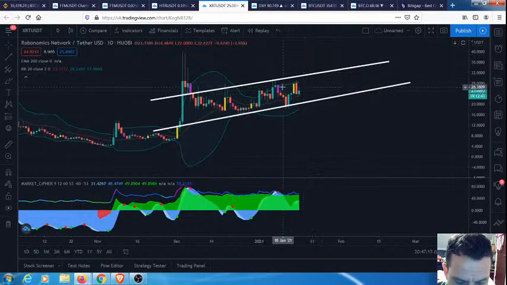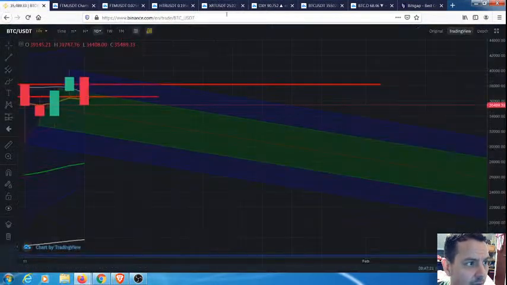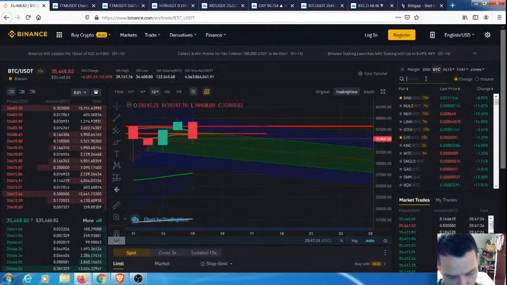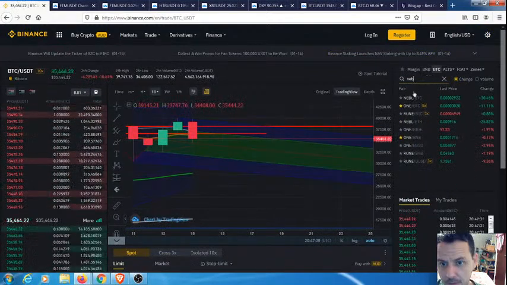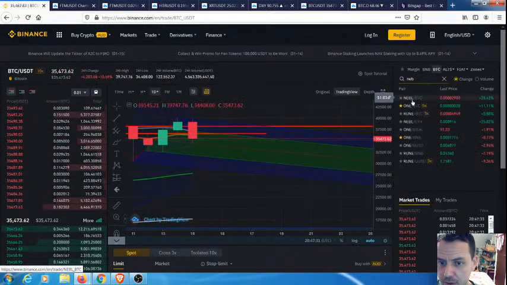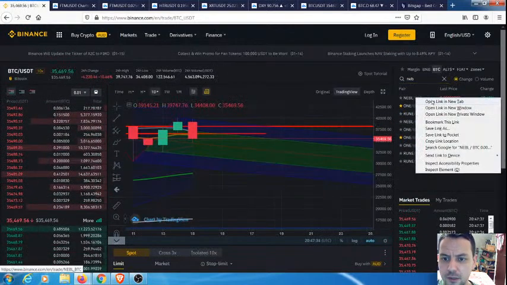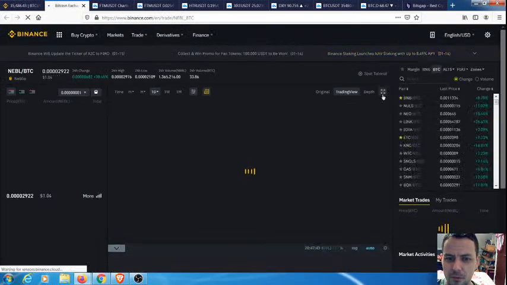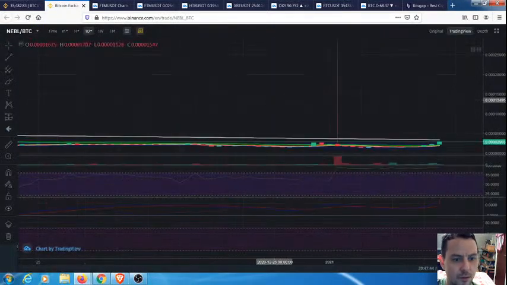Right. NEBL, is that on Binance? Let's have a look. Yes, it is, and it's doing very well today, and it's only tradable with Bitcoin. Hopefully this is going to be one of those charts which has a little bit more history, because if there isn't, it's always difficult for me to say what's going to happen.